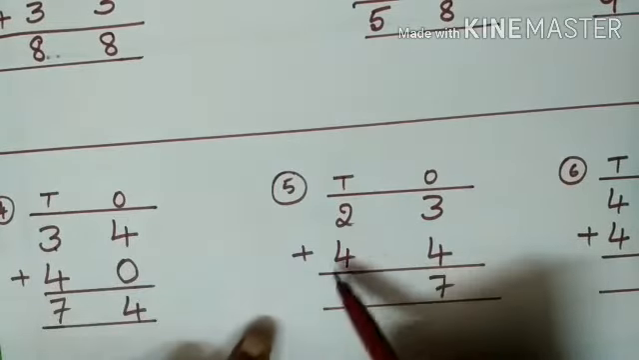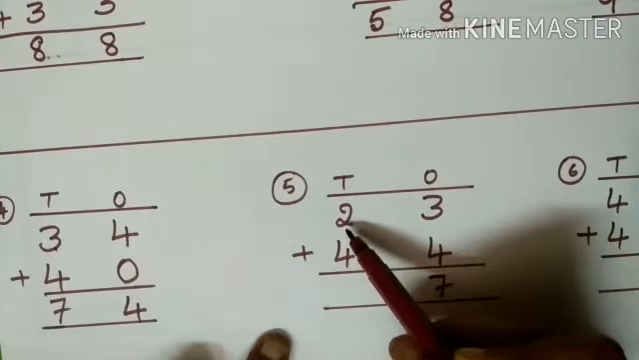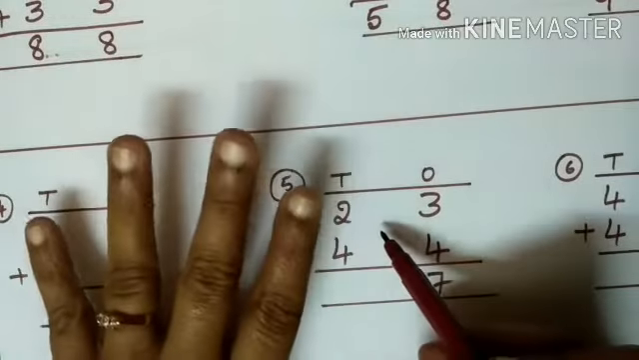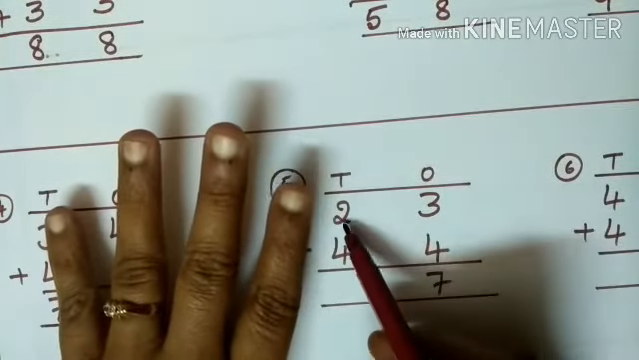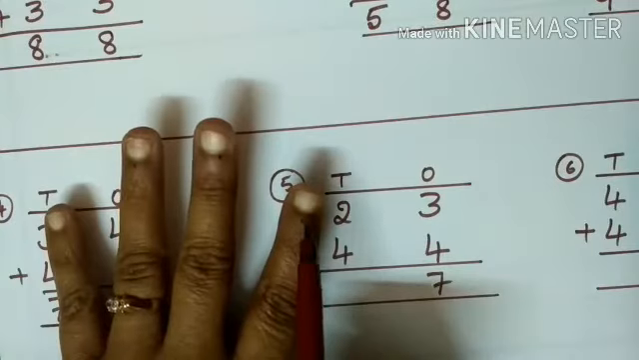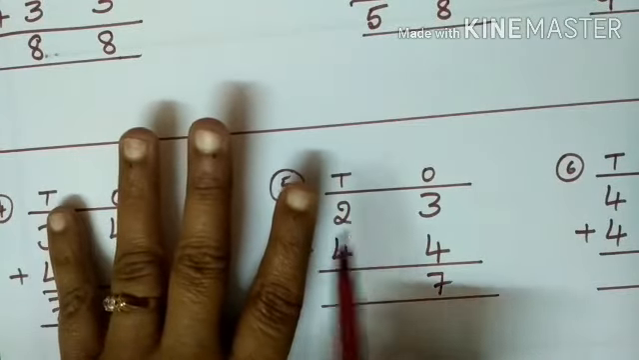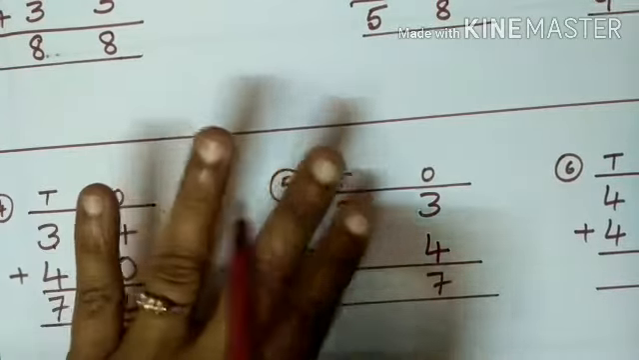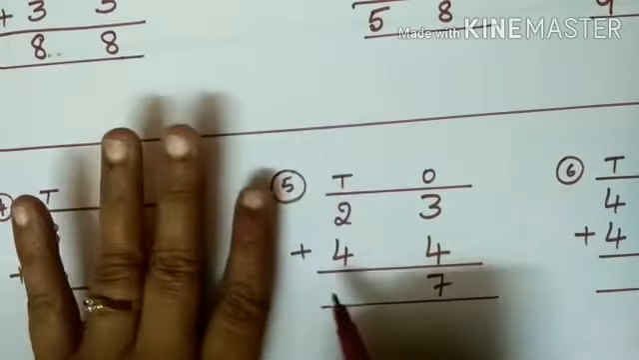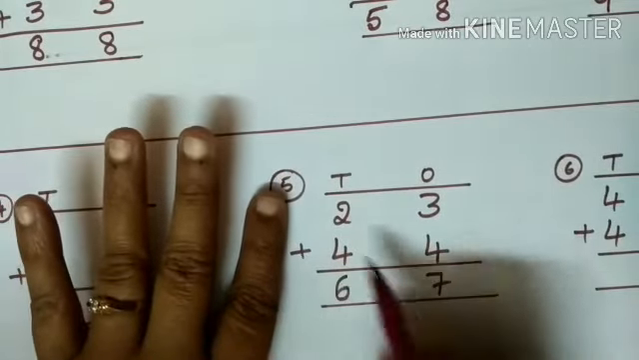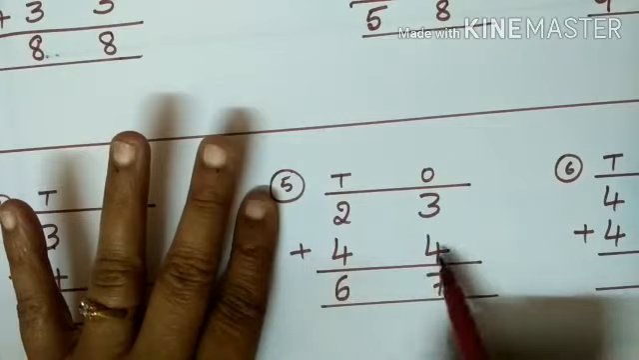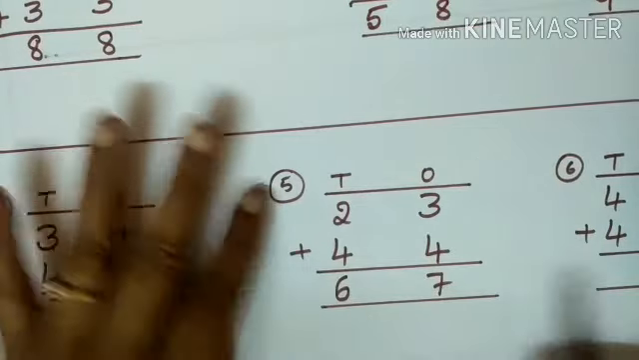Now 2 plus 4 is there. 2 is in your mind. 4 is in your finger. Yes. Say along with me. 2 after 3, 4, 5, 6. Yes. 6 is the sum. 23 plus 44 equals 67.